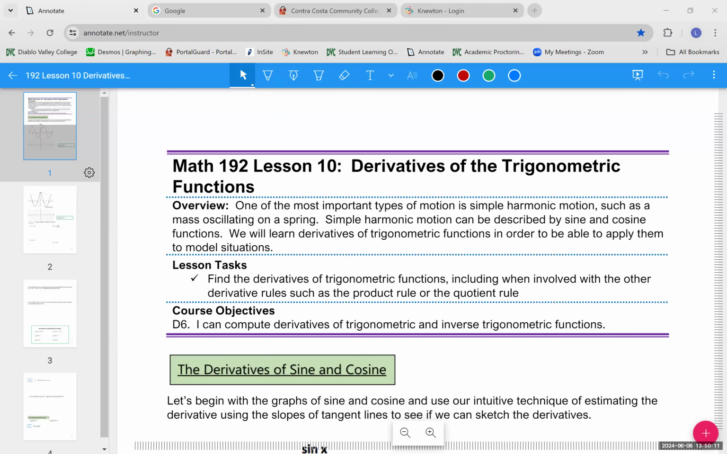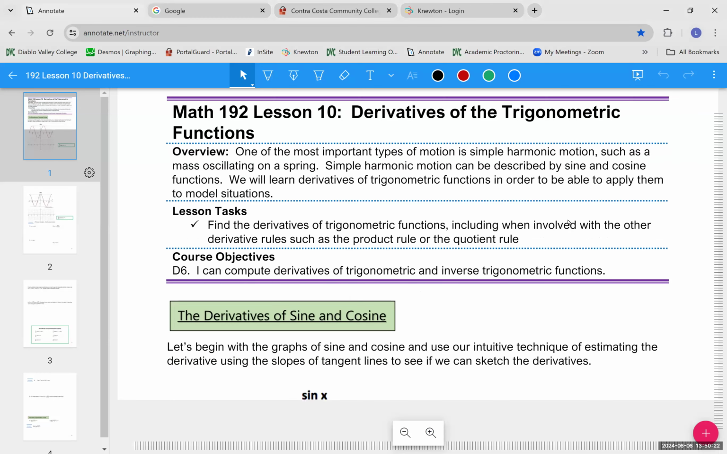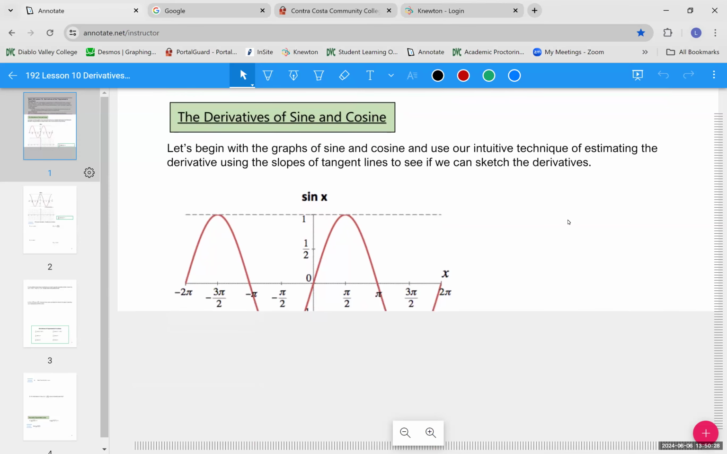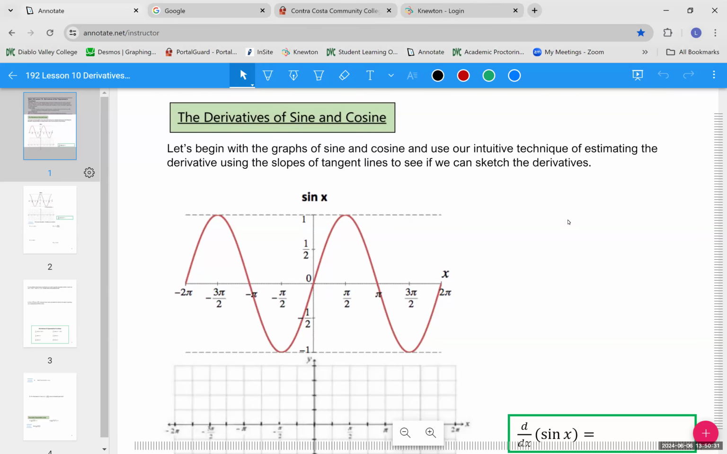Welcome to Lesson 10, Derivatives of the trig functions. Trig functions, particularly the sine and cosine waves, are really, really useful functions in mathematical modeling. So it's important that we bring them into our trig practice so that we get good at working with their derivatives. So we're going to begin with the derivatives of sine and cosine. And actually, I guess we'll start with sine.